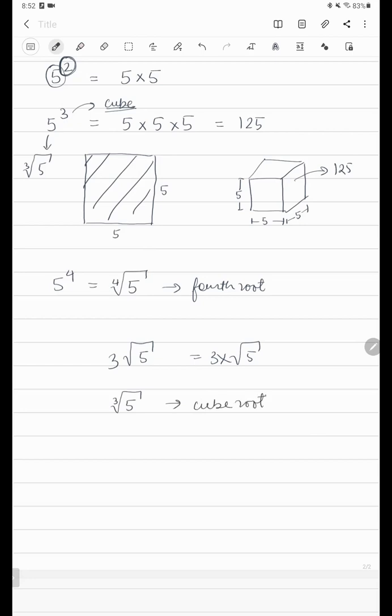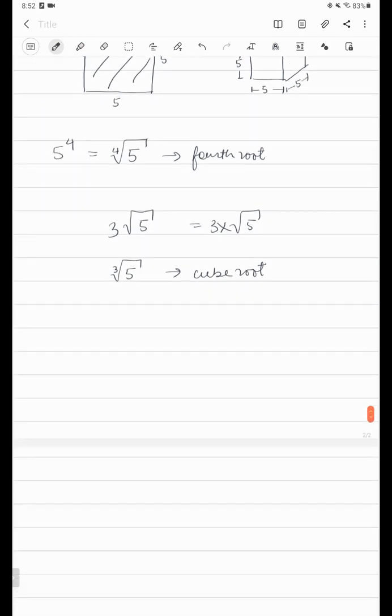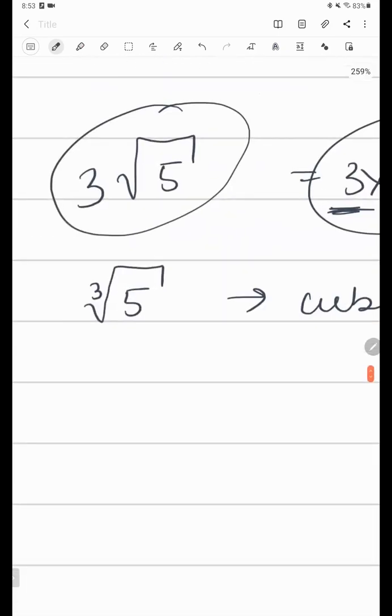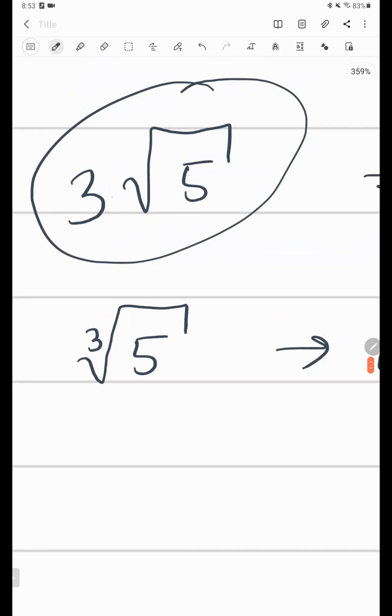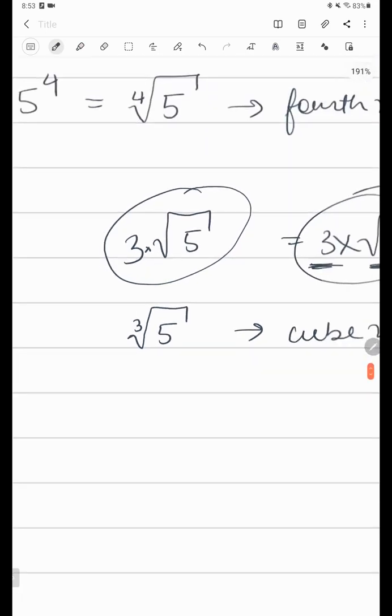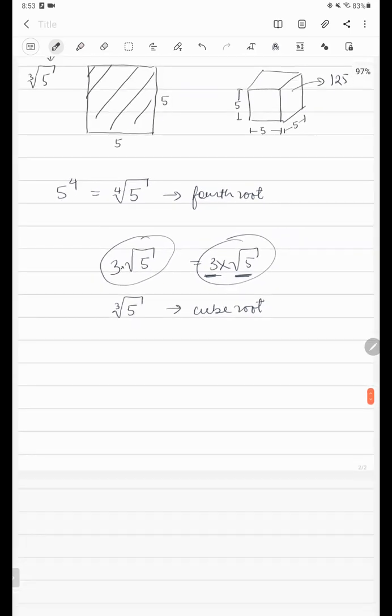Is this clear? Can you explain it again, ma'am? The difference is the first one is 3 into root 5. 3 is a different number, and root 5 is a different number. But if I have written it like this, you see the difference over here. This is 3 multiplied by root 5, and this is a very tiny 3 on top of the root. It's on top of the root, so it's not multiplied by root 5. They're two different things. Is it clear? Yes, ma'am.